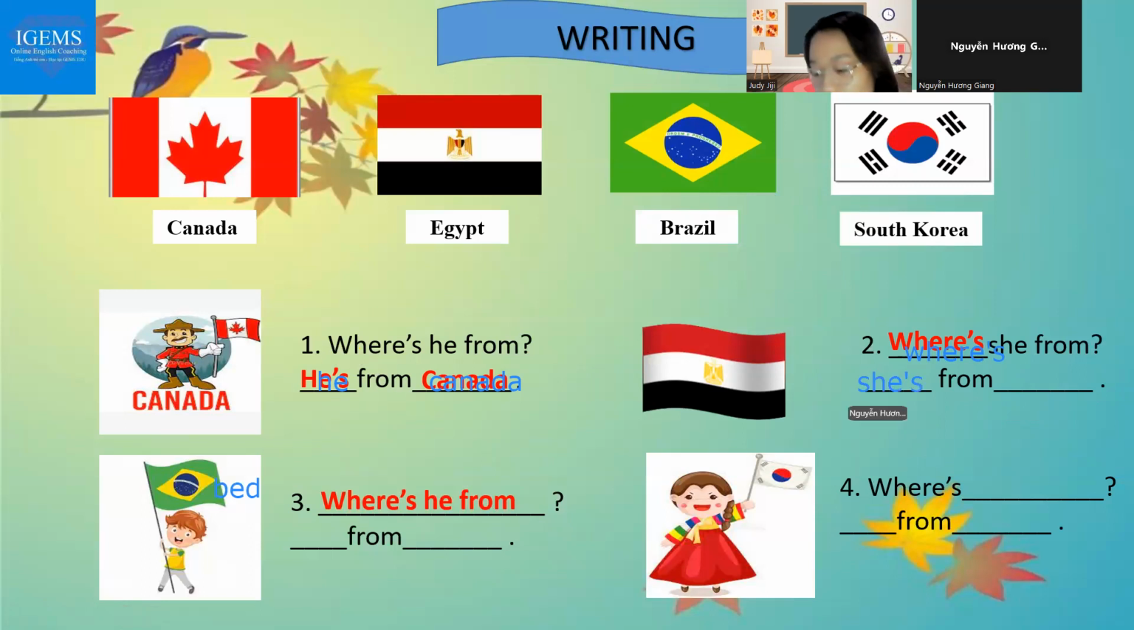Okay, that's right. She's from... And look at the flag. You can match this with the 4 countries there. Egypt. Okay, remember the first letter of the country you need to write in the uppercase. Okay. Number 3, where's he from?